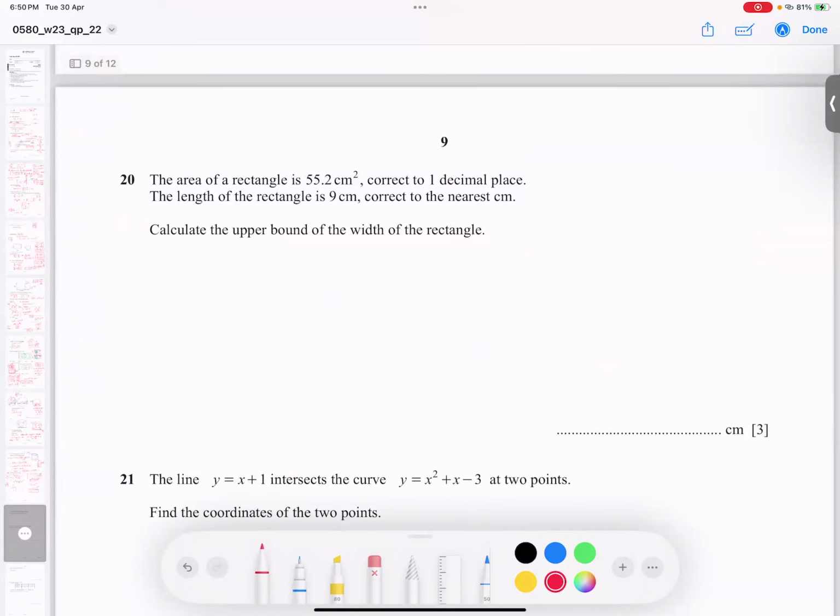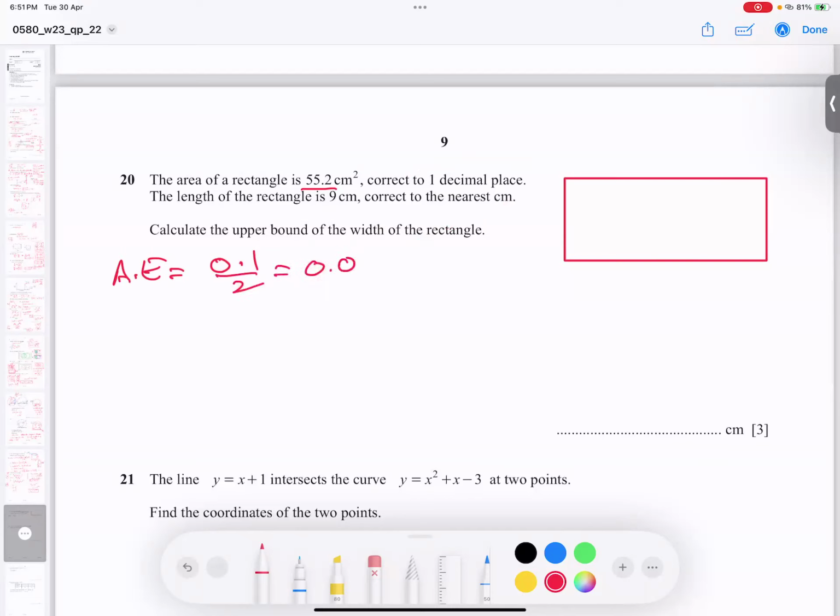Okay, the area of the rectangle is this. Let's make a rough diagram, a rectangle. And he said area. Area is given here as 55.2, correct to 1 decimal place. And absolute error, for 1 decimal place, is always 0.1, divided by 2, I got plus and minus 0.05.